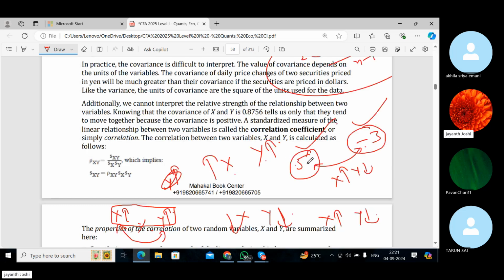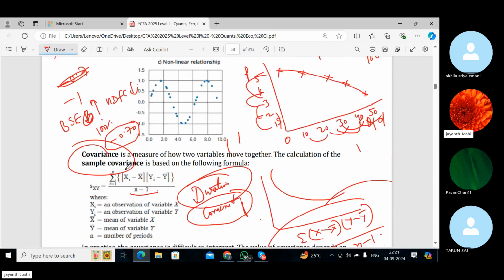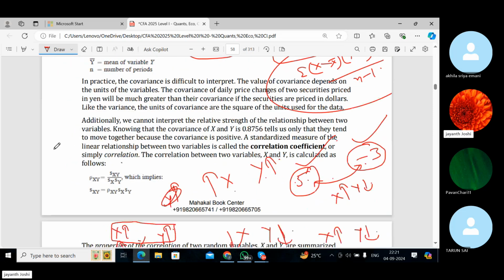The number only tells us the direction in which they are moving, but it does not tell us the strength of the relationship. That can only be known with the help of correlation. So listen, this is the formula for covariance, right? The covariance number can be anything. It can be 1 lakh, it can be 3, it can be 5, it can be minus 10 lakhs. Whatever answer you get, you are not able to decide the strength of the relationship.